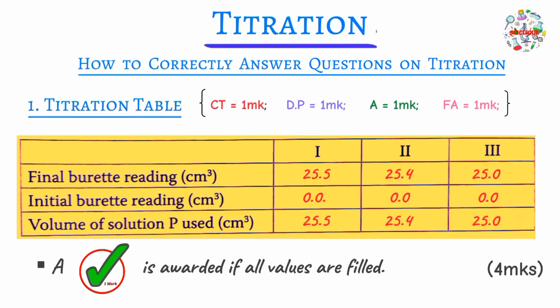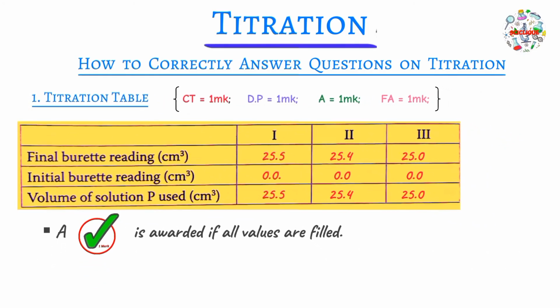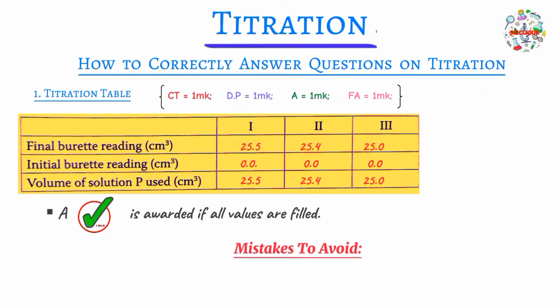But there's always a but, isn't there? There are certain mistakes that you should avoid so as not to lose this mark. And the mistakes are as follows. Number 1, wrong arithmetic that is caused by wrong additions or subtractions. Okay, what do we mean by this?